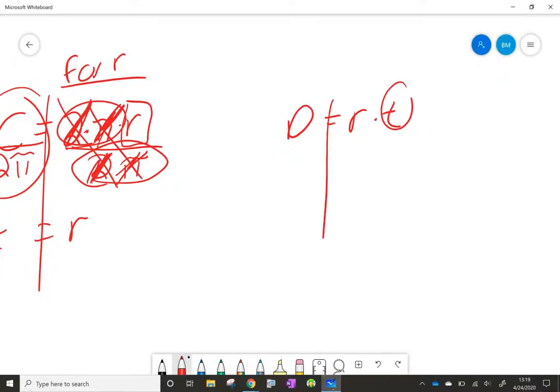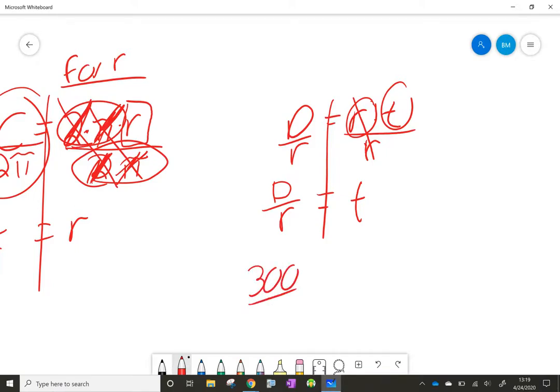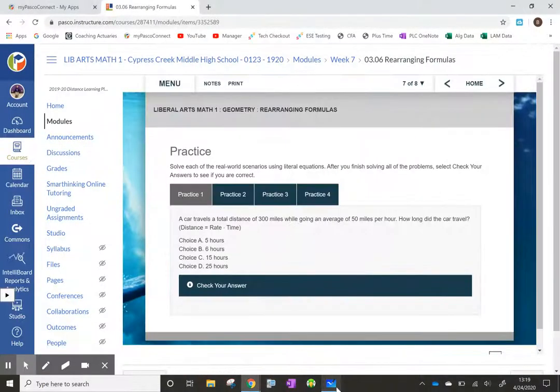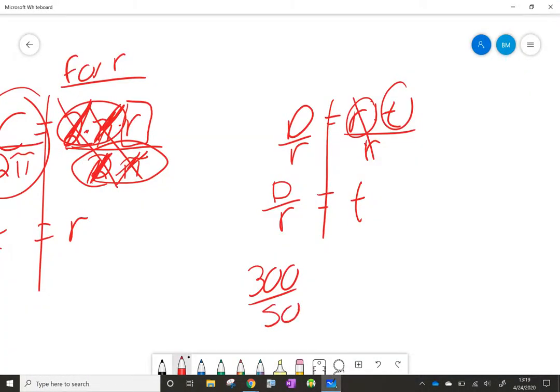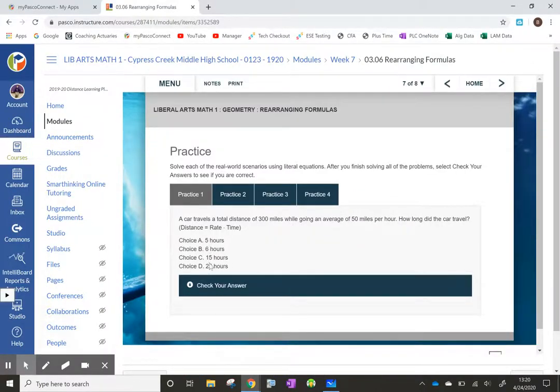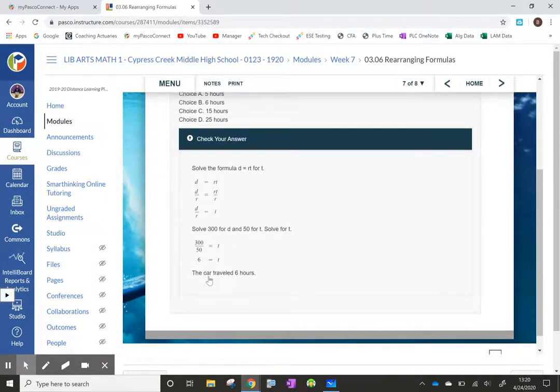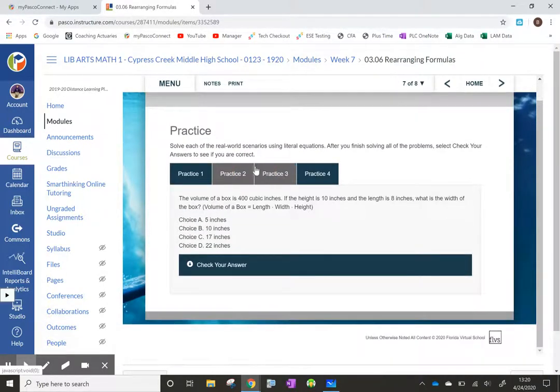So in order to find time, we can cancel out r. Since it's times r, we'll divide by r to cancel it out. So we'll divide by r. So time is going to be equal to distance divided by r. So the distance was 300 miles, as we know, and the rate was 50 miles per hour. So t is equal to 300 divided by 50, which is 6. So it would have been 6 hours. Choice B. Okay. So that's how this works.